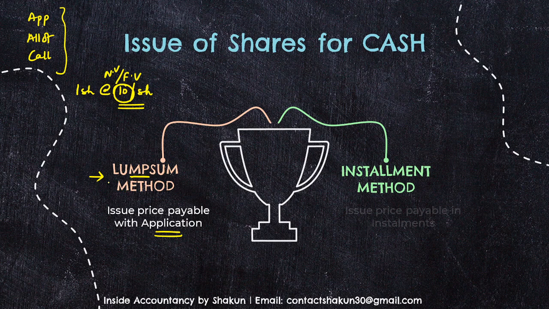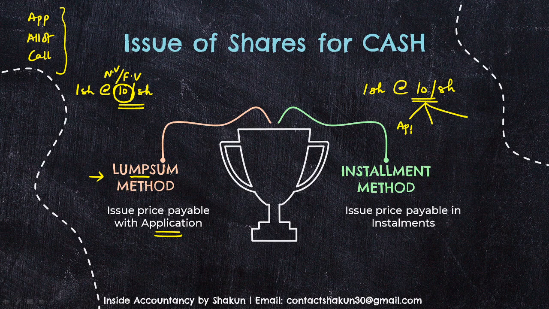And installment method means that the issue price is payable in installments. The same company has one share at the rate of 10 per share, but those 10 rupees are not called up together; they may be called in installments. As I told you, there are three stages: application, allotment, and call. Say out of 10, 5 rupees may be called on application, 3 rupees on allotment, and 2 rupees on call. Instead of calling the whole 10 rupees together, we have split it into three installments: 5, 3, and 2. That is the installment method, where the issue price is payable by the shareholders in installments.